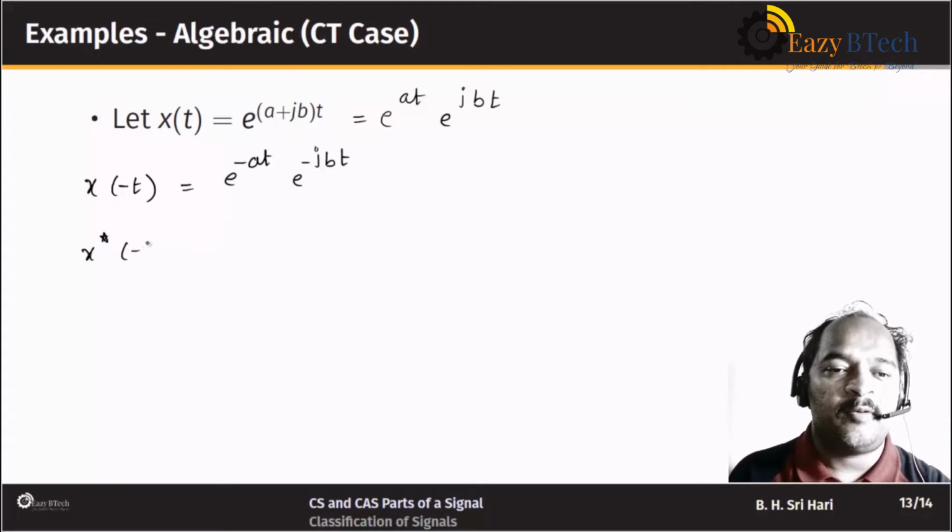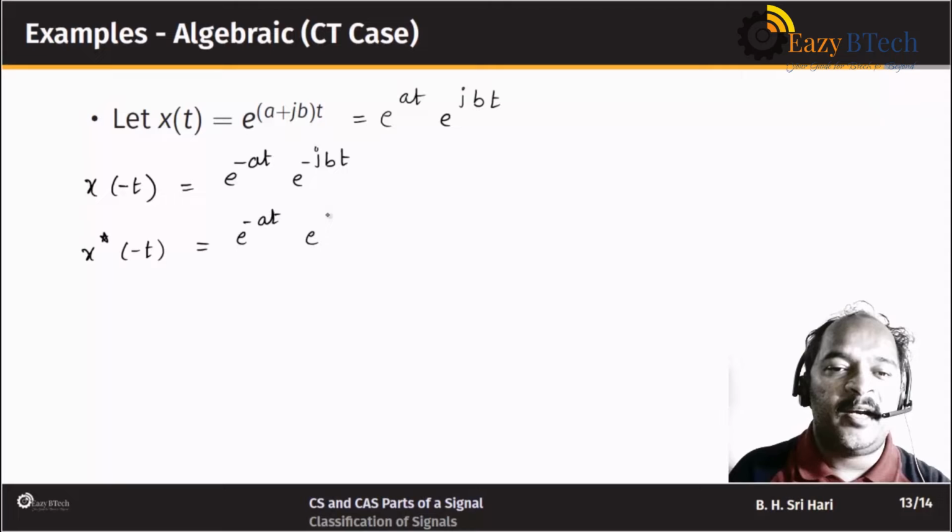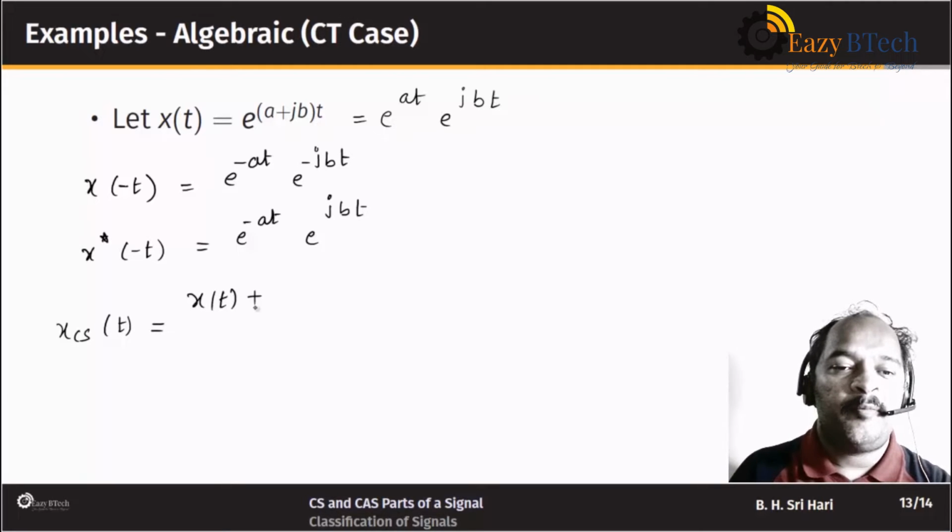So x star of minus t would be equal to e power minus at, as it is, multiplied with the conjugation of e power minus jbt, which would be e power plus jbt. Now, to find the conjugate symmetric part of the signal, xcs of t, we have to take x of t plus x star of minus t, whole divided by 2.